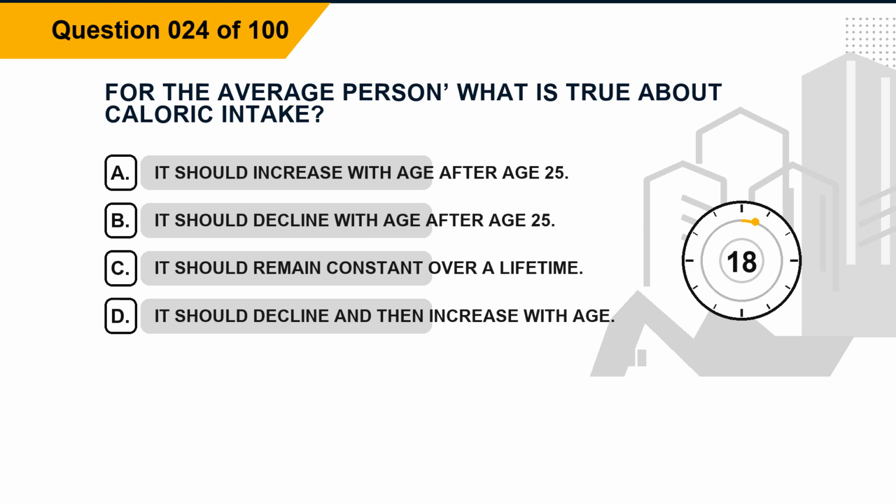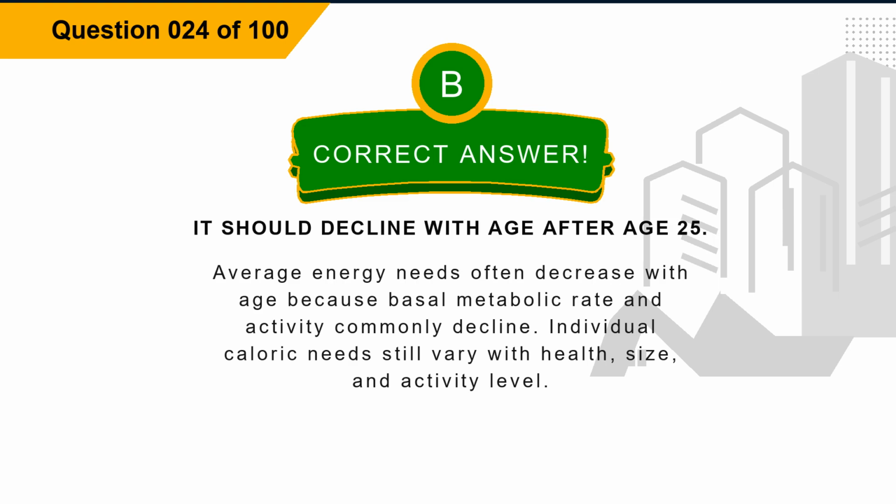Question 24. For the average person, what is true about caloric intake? Option A, it should increase with age after age 25. Option B, it should decline with age after age 25. Option C, it should remain constant over a lifetime. Option D, it should decline and then increase with age. The correct answer is option B, it should decline with age after age 25. Explanation: average energy needs often decrease with age because basal metabolic rate and activity commonly decline. Individual caloric needs still vary with health, size, and activity level.